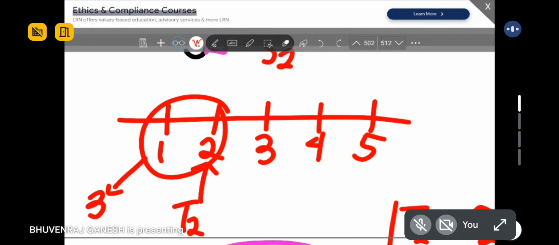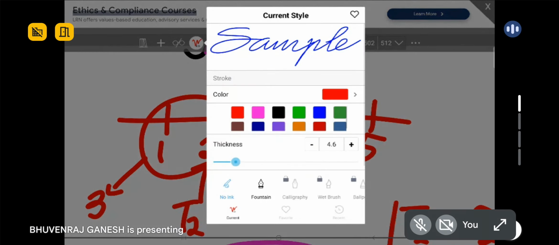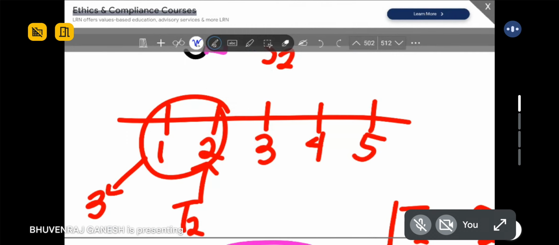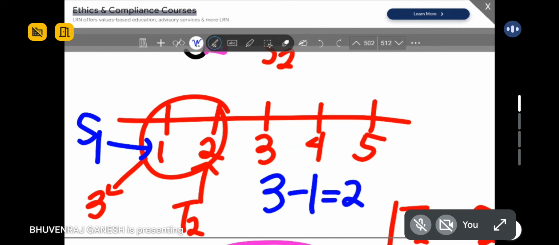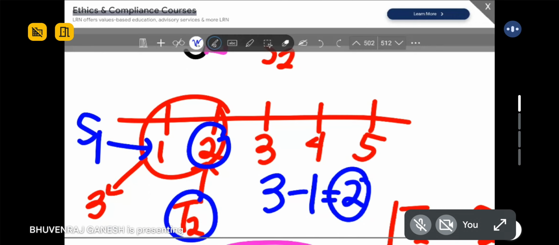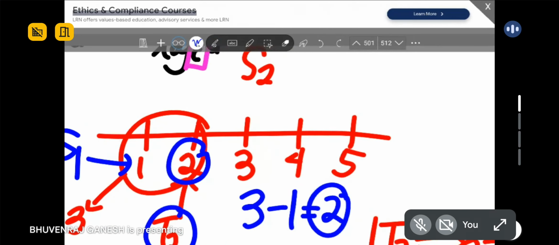So the concept is, I take the total minus S1. What is the value of S1, guys? The value of S1 is 1, because it is the sum of one term, hasil tambah sebutan pertama. So S1 is 1, which means 3 minus 1, you get 2. So 2 is actually your T2. Do you see the concept? It's the first two terms minus the first term, and you get the second term value.